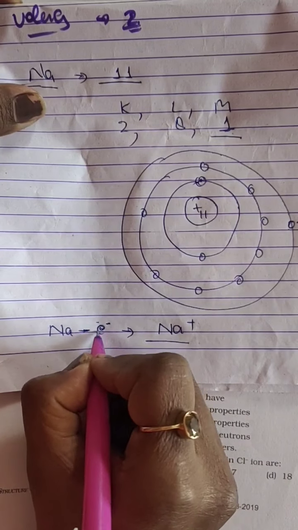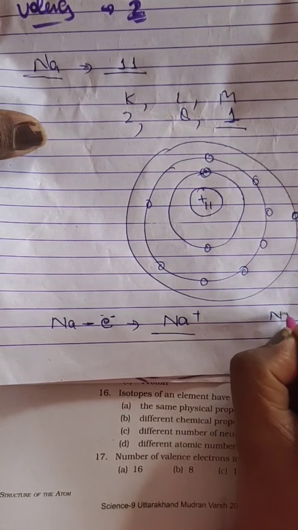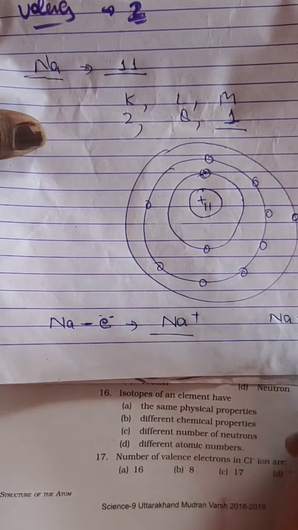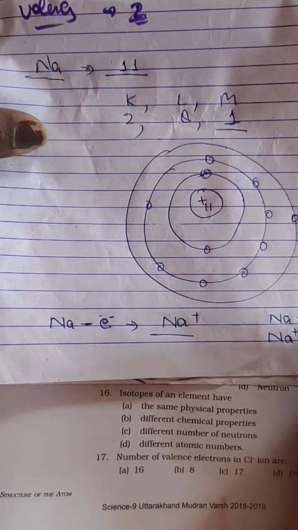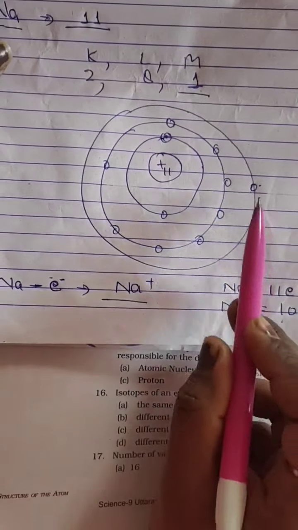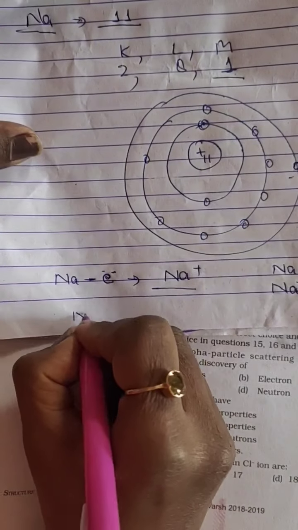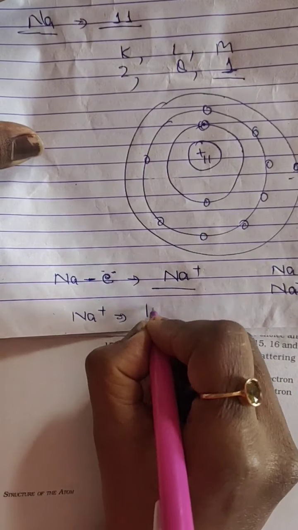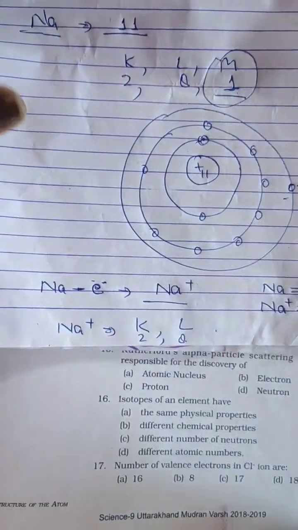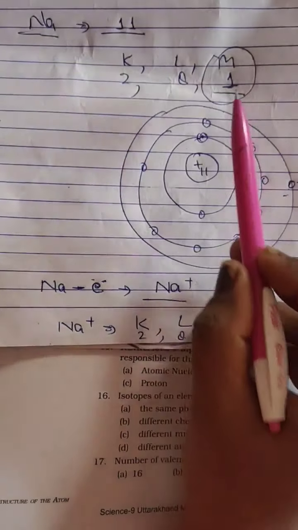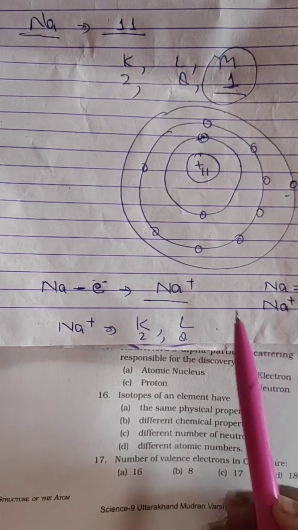After donating 1 electron, it will become a sodium ion, because sodium had 11 electrons, but the sodium ion will have only 10 electrons, which means that after giving 1 electron, its valence shell will disappear, and the configuration of the sodium ion will be only K and L, which is 2 and 8, and there will be no M shell. This M shell will disappear, because the 1 electron it will donate to some other atom and it will become stable.